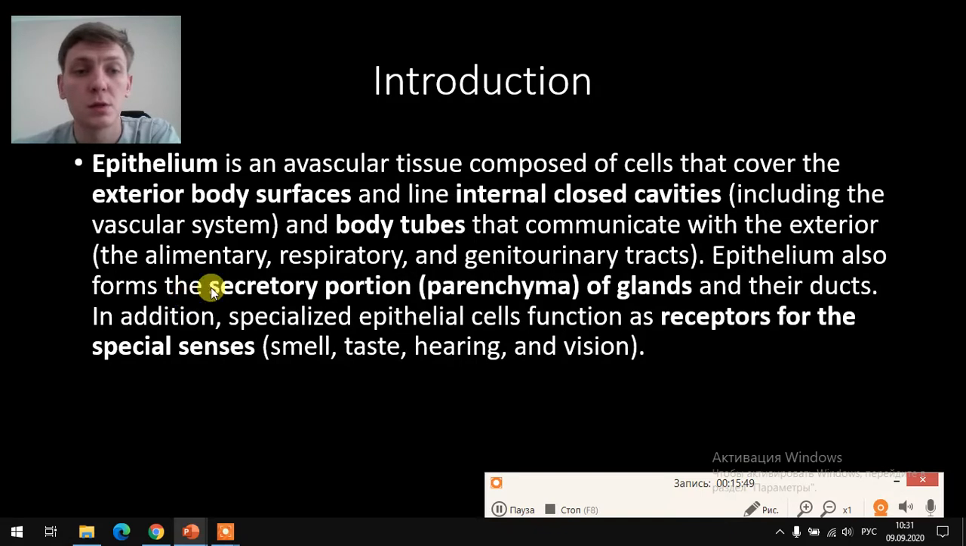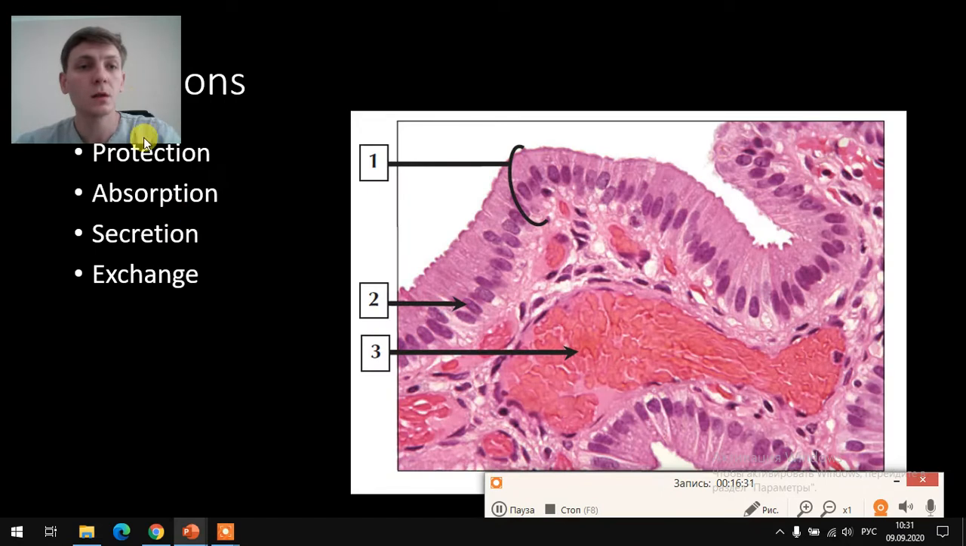Epithelium also forms the secretory portion, the parenchyma of glands. So all glands you know in the body are made of epithelial cells. It's because of their specific feature to produce: they have a very active Golgi apparatus, which is able to produce secretory vesicles to remove the product outside. In the previous semester we discussed that exocytosis is one of the features of cells, and epithelial cells handle this feature at its best. And also we have specialized epithelial cells whose function is as receptors for special senses: smell receptors, taste, hearing, and vision. That's also a feature.